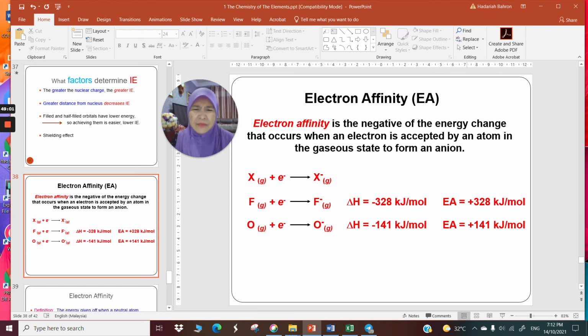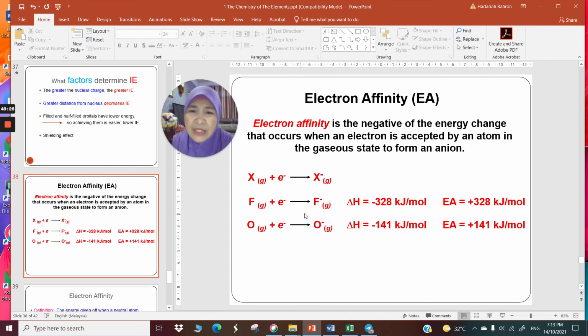So what does it mean? When you have X in the gaseous phase receiving an electron, it becomes X minus in the gaseous phase. For example, fluorine receiving an electron becomes fluoride. So your enthalpy change, H, is minus 328 kilojoule per mole.